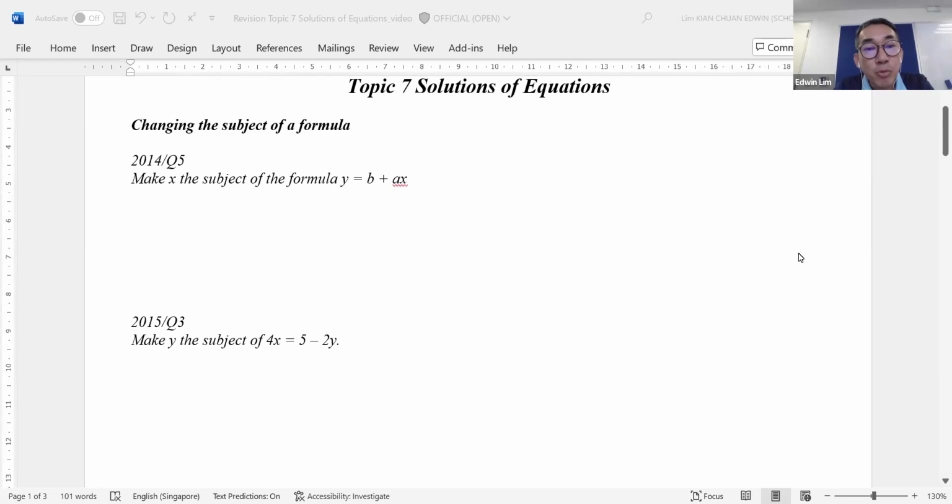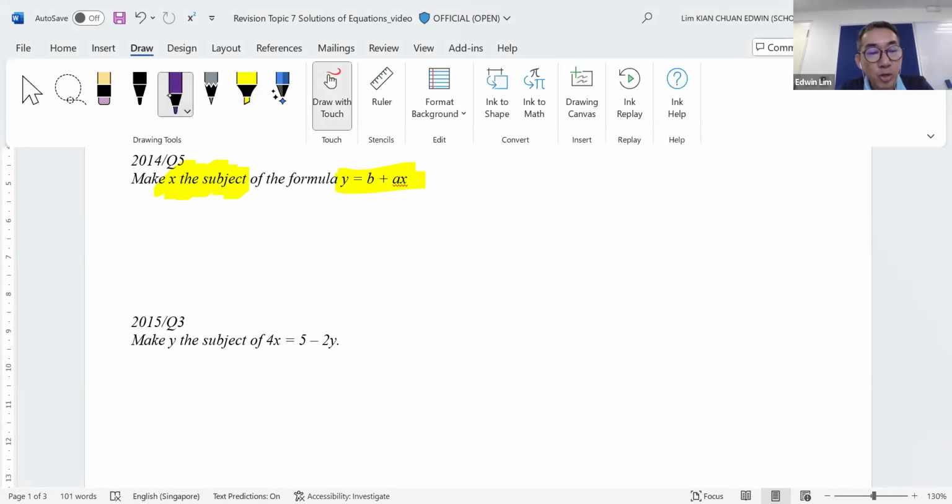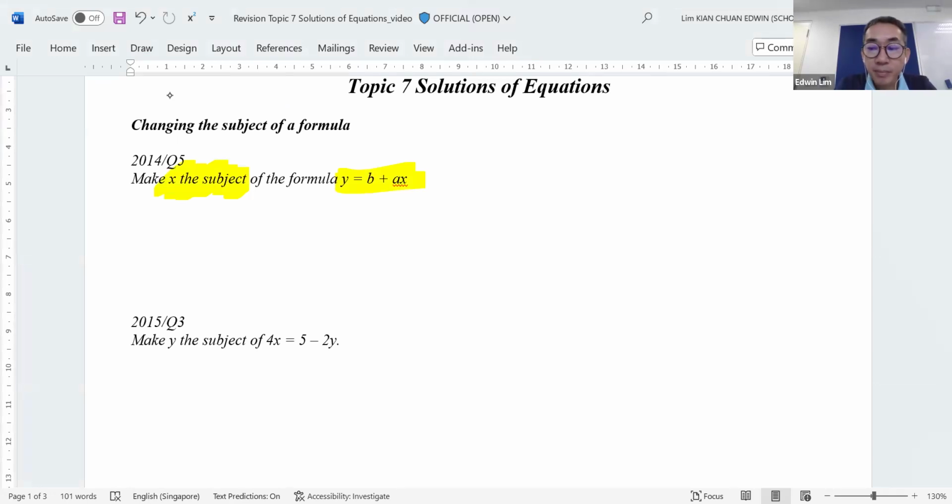What is the subject? Subject is the item that you want to find in the formula. I'll just use these two examples. Make x the subject of the formula, y equals b plus ax. Since in this question it wants x to be the subject, right? And this is the formula. I will make sure that my subject is always at the left-hand side. So this is the first thing I always do. All right? So y equals b plus ax.